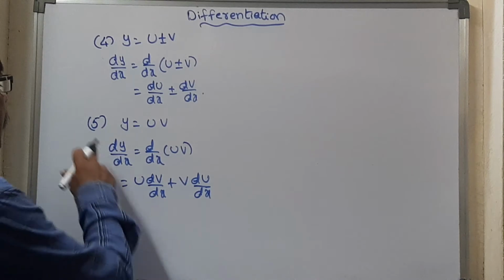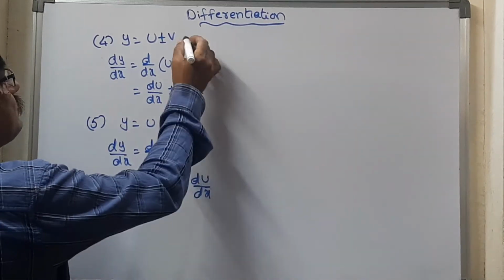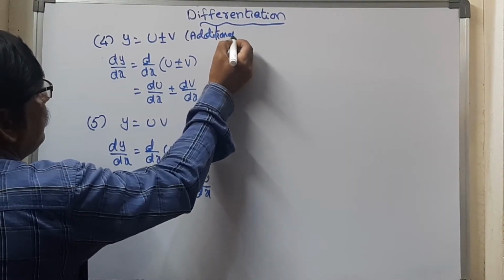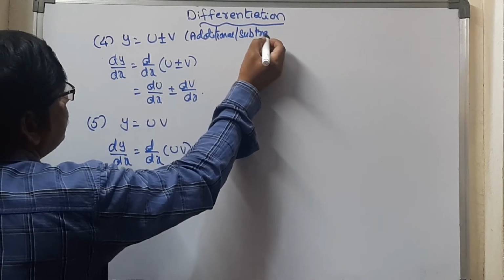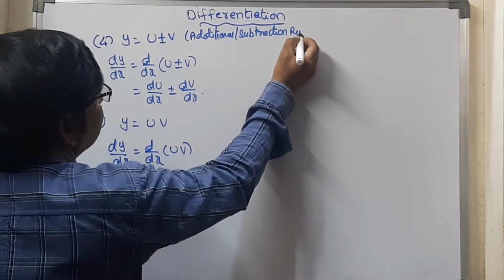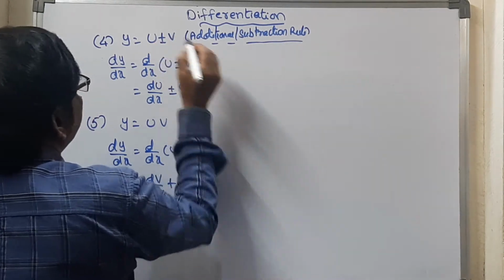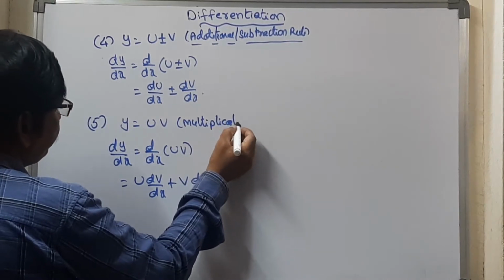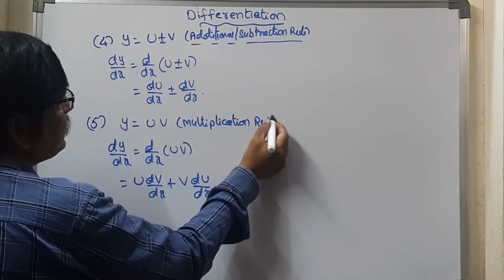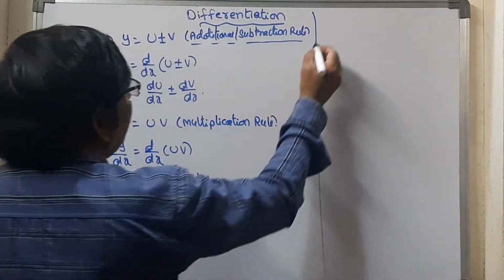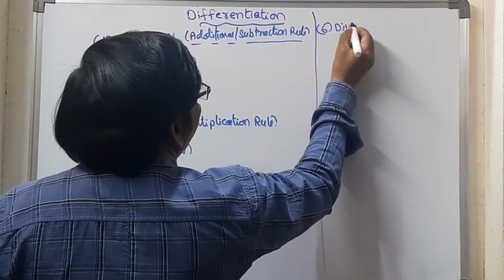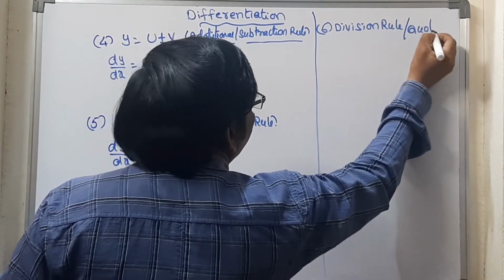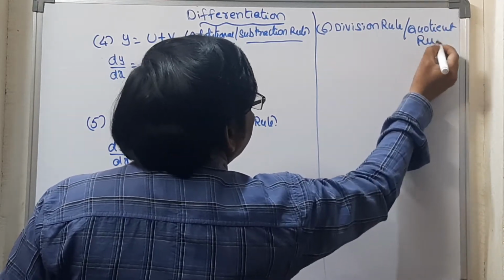Okay, right. After completing these two, what do we call this one? This is the addition or subtraction rule. And for this one, what do we call it? Multiplication rule. And the next one is the division rule, also we can say quotient rule.